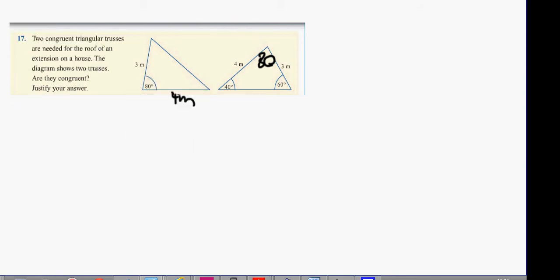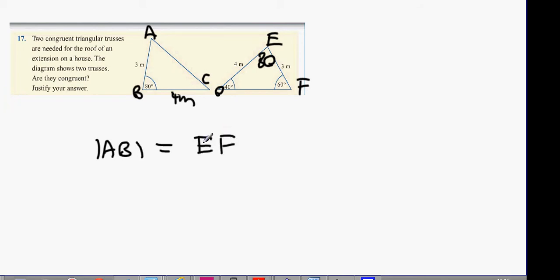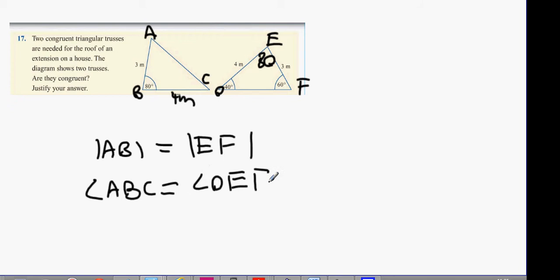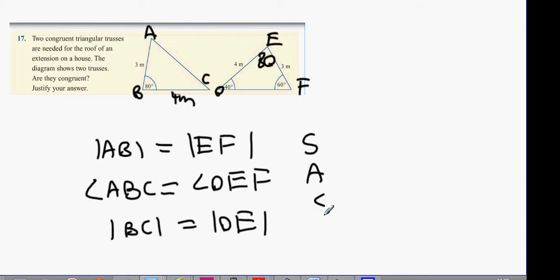Now that it's done here, we can label them A, B, C, and label this one D, E, F. To prove they're congruent, we have to say that AB equals EF. Then that angle ABC equals the angle DEF. And finally, that BC equals DE. And there we have it, SAS. The triangles are congruent.